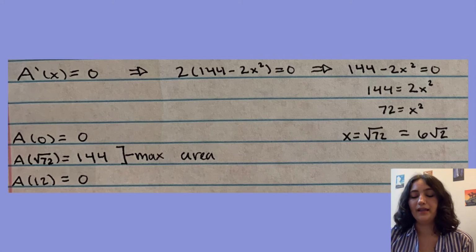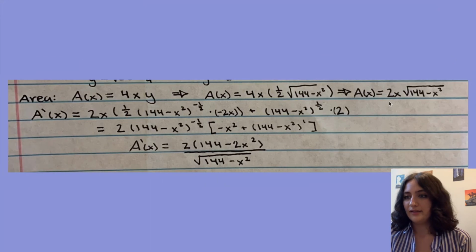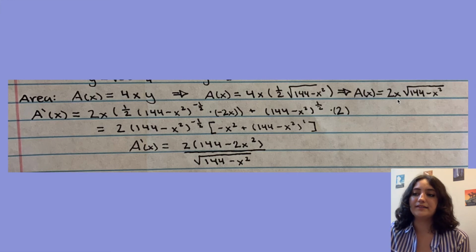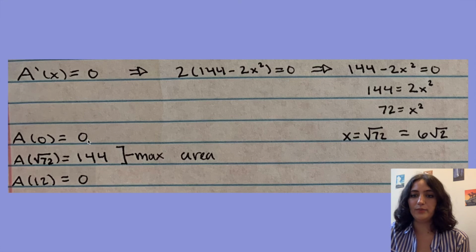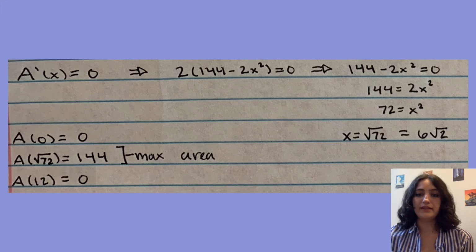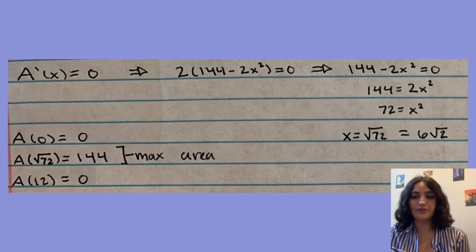So if we plug in 0 into the original equation that we have, area of x is equal to 2x times the square root of 144 minus x squared, we end up with 0 for plugging in 0. For plugging in the square root of 72, we end up with 144. And if we plug in the 12, we end up with 0 as well. So we know for sure that this x value produces the max area.